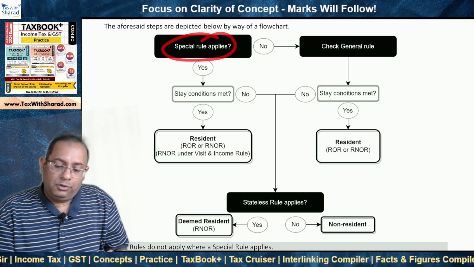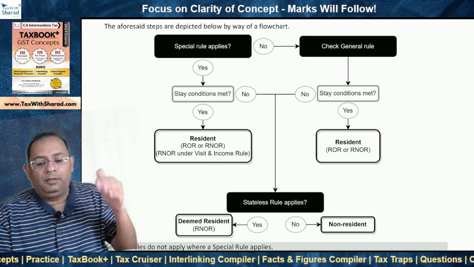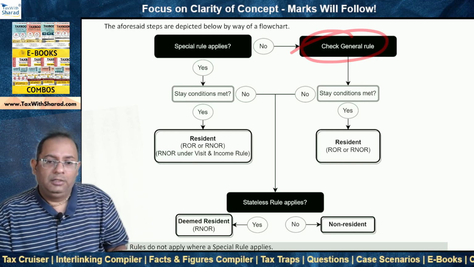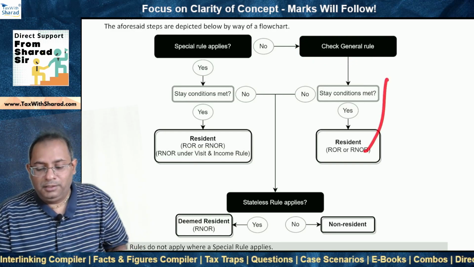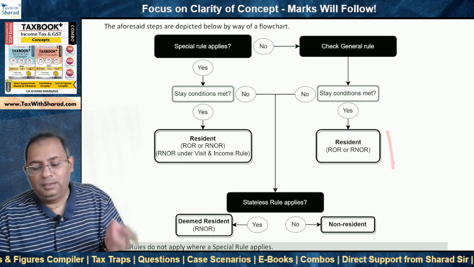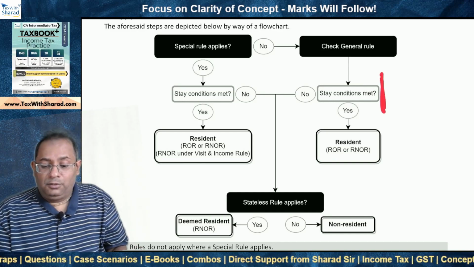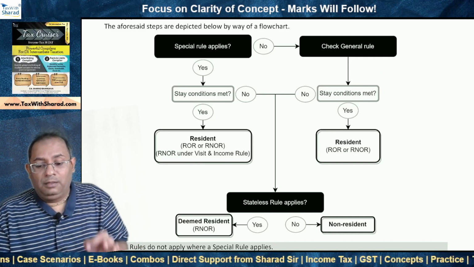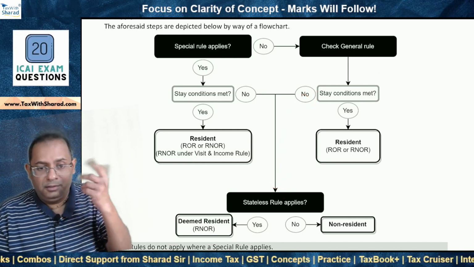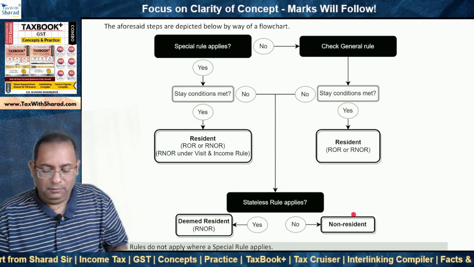But if the special rules do not apply, that means none of the conditions of applicability of any of the special rules is getting satisfied. In that case only you will move to check the general rule. And here again you will check the stay conditions, basic stay condition and secondary stay conditions. If they are met, then the person will become a resident and further ROR or RNOR. If the stay conditions of the general rule are not met, that means the person is not becoming a resident under the general rule. In that case, you will then finally go and check the stateless rule. If it applies, the person will become a RNOR. If it doesn't apply, the person will become a non-resident.